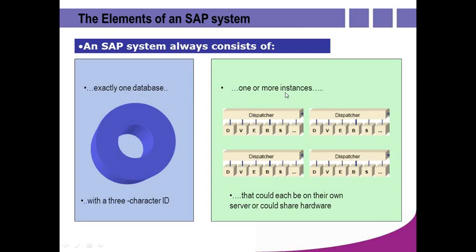Now, see, there is an instance. What is an instance? After 2 minutes, I'll explain. Each and every instance contains only one dispatcher, and the dispatcher is associated with some processes. These processes are called work processes in SAP.